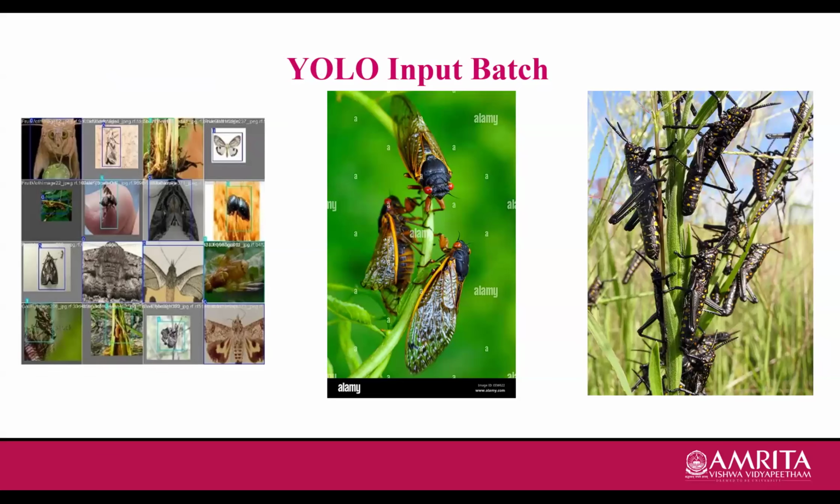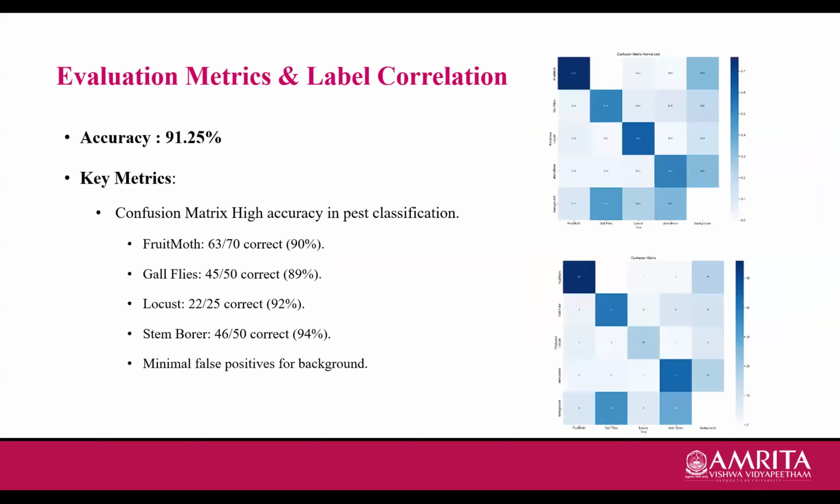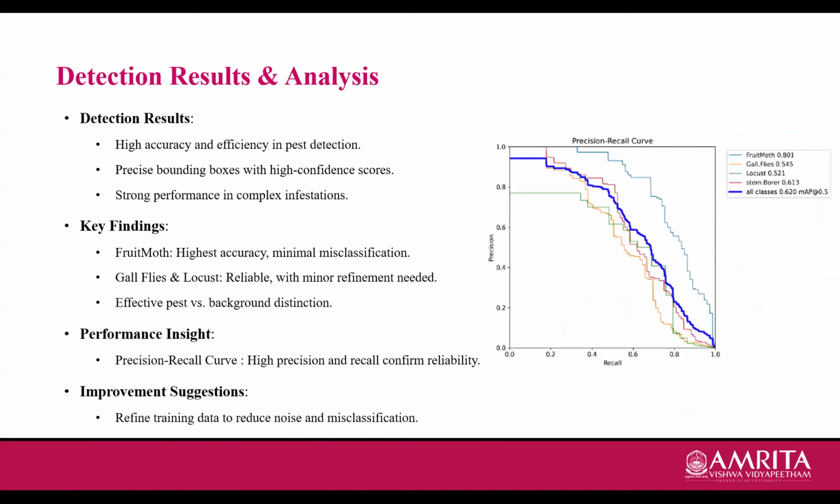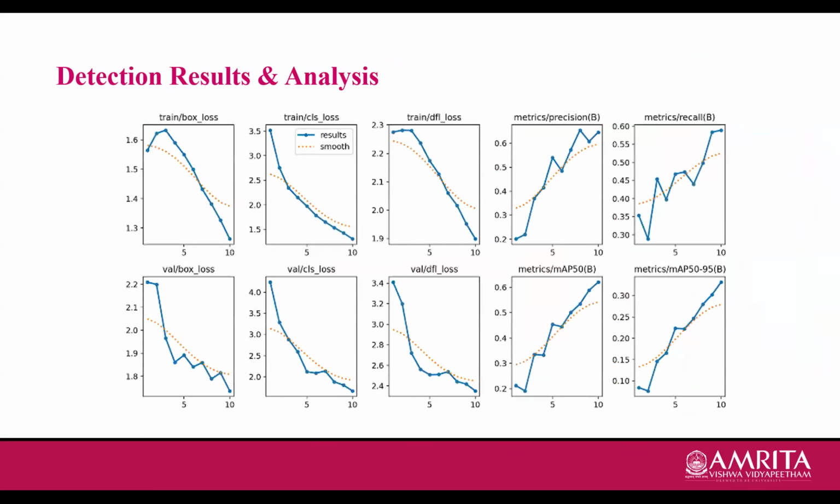This is an example input batch, and this is an example output batch. Evaluation metrics and label correlation. These are the detection results and analysis.